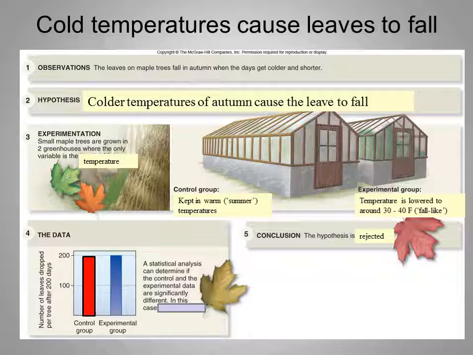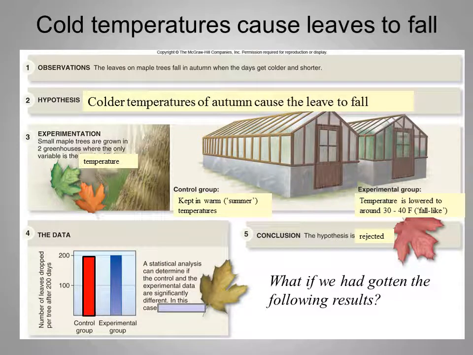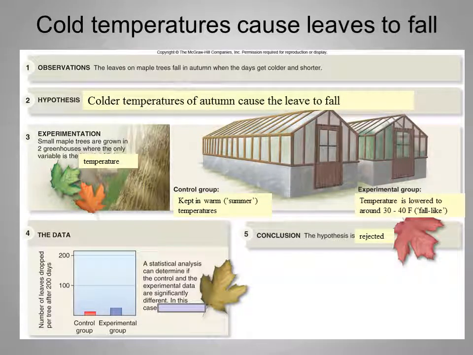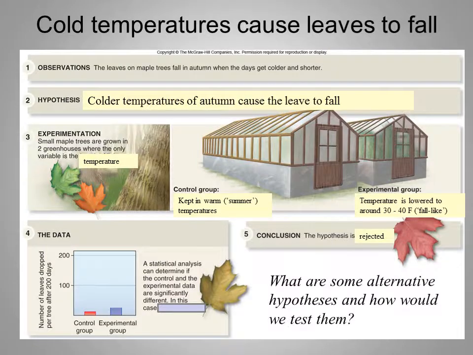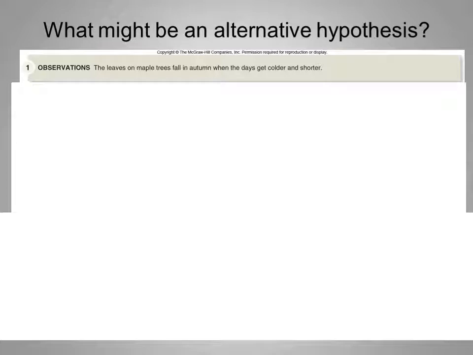Clearly, it's not a change in temperature that causes leaves to fall off of trees, because as demonstrated in the data analysis, the amount of leaves dropping off the trees is the same for these 2 groups. So we can then look at our hypothesis and say we must reject our hypothesis. It's not just the colder temperatures of autumn that causes the leaves to fall off of trees. So what are some alternative hypotheses and test them?